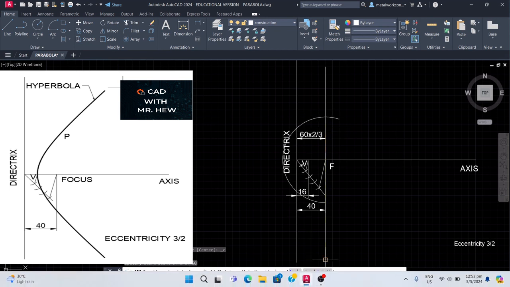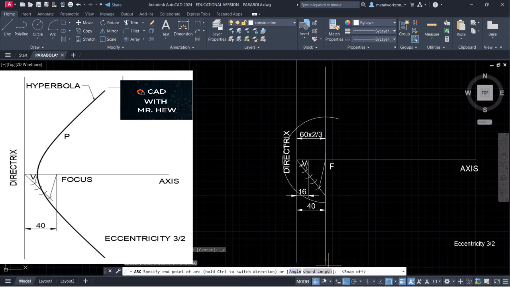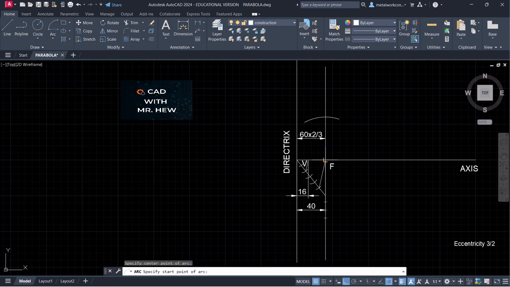We're going to turn off snap. All right, so that would be the point. We're going to mark the same arc below, which is at F, the focus. We're going to type 60, enter.